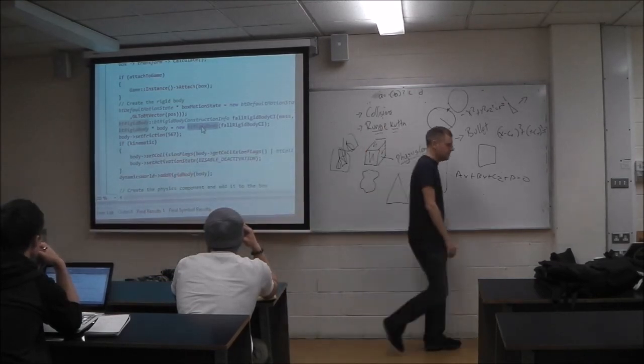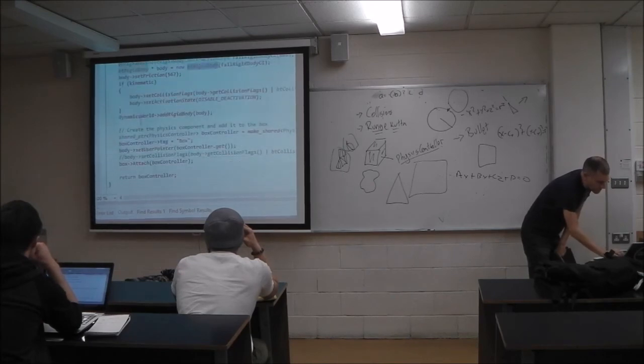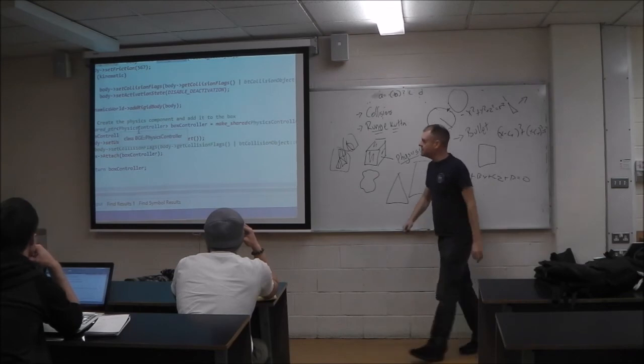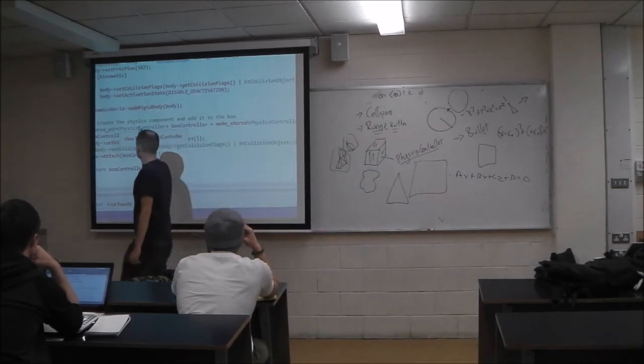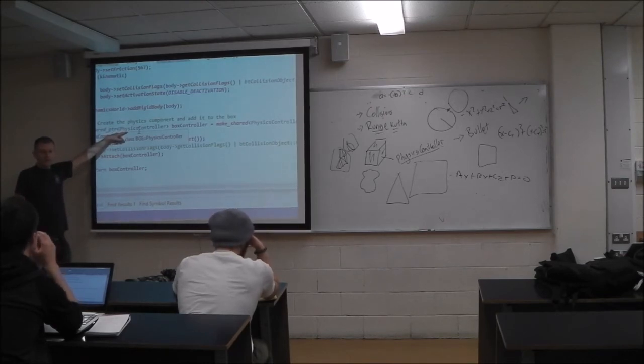The thing that links those two things up together, I call a physics component. What do I call it? Physics controller. So the last thing I do is I make this thing called a physics controller. The physics controller is just a thing which gets added to the box that I previously made, and it also has a reference to the Bullet rigid body.